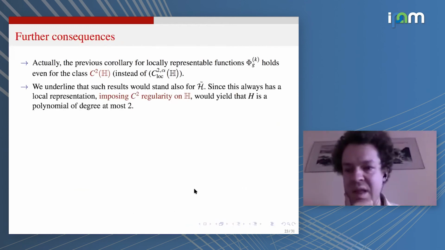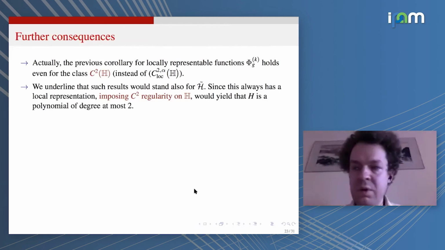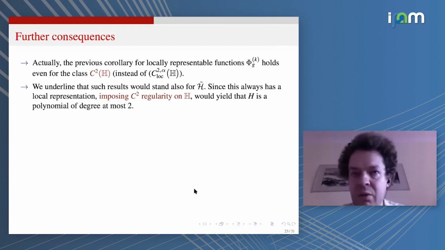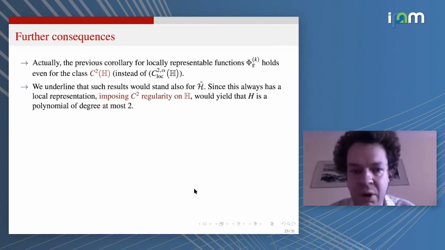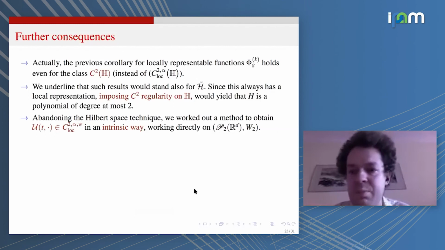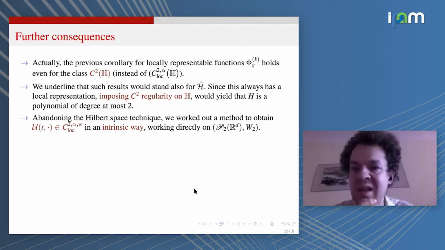So if imposing this kind of regularity, we would need to work with this kind of trivial examples. And in particular, remember that the Hamiltonian on the Hilbert space is always locally representable, because that was just the lift of the Hamiltonian from the finite dimensional setting, right? So that means that if we would like to have C2 regularity on the Hilbert space of U tilde, we would need the Hamiltonian to be a polynomial of degree at most 2, which is crazy. Anyhow, in many examples, maybe that is enough, but we wanted to go beyond that.